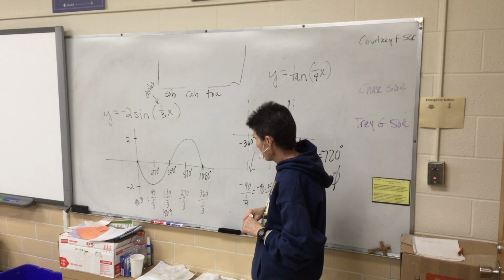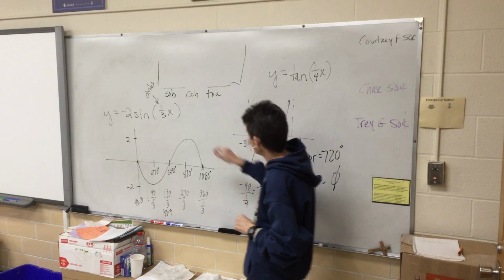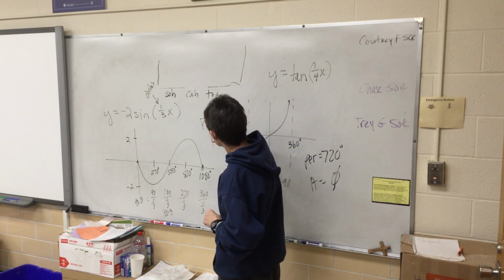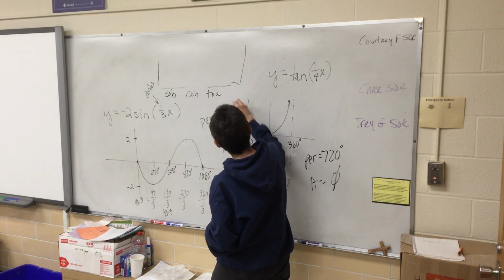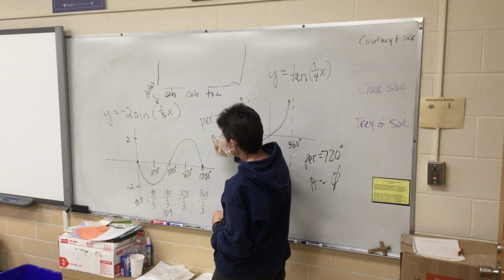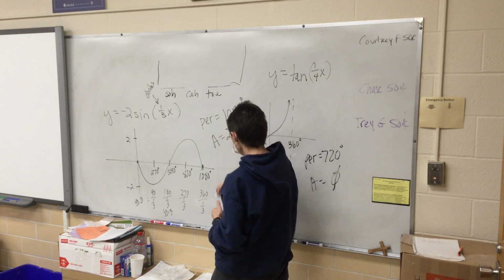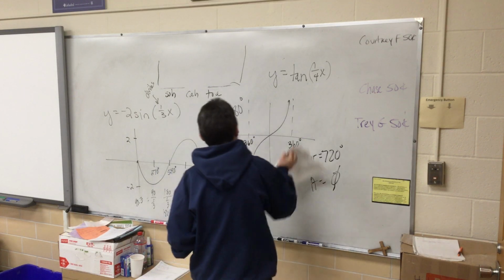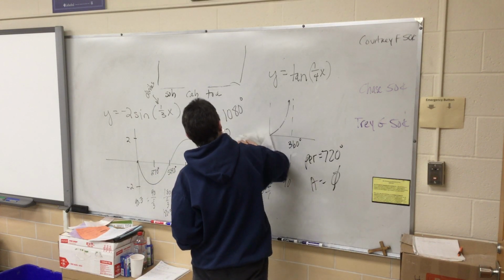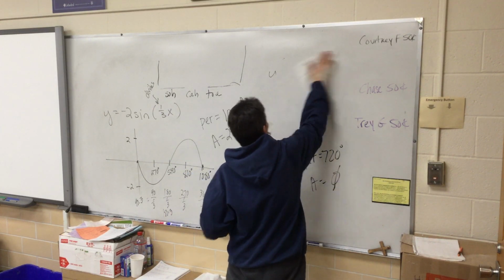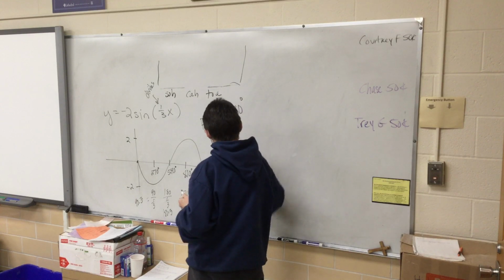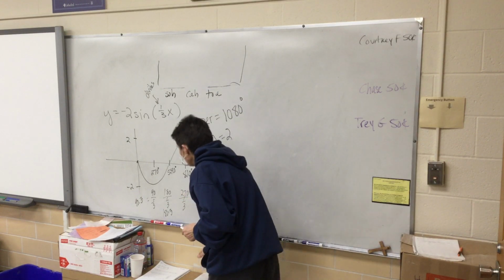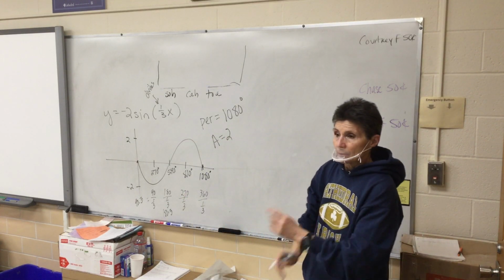Now, what's my period? 1080. Distance from start to finish, 1080. And what's my amplitude? Positive 2. Very good. Remember, amplitude and period will always be positive numbers, no matter what. Okay?